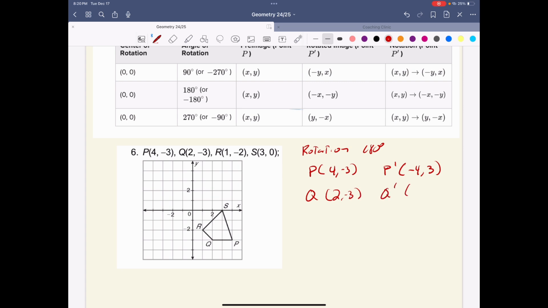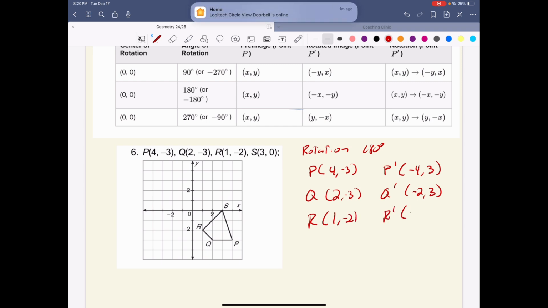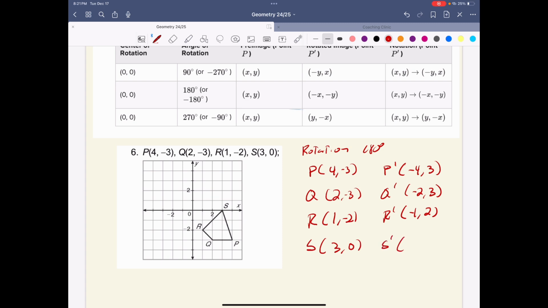My Q value was at 2, negative 3. My new image is going to be at negative 2, 3. My R was at 1, negative 2. Again, we're just going to write the opposites of them. So R prime is at negative 1, 2. And my S was at 3, 0. So my new S is going to be at negative 3, 0.